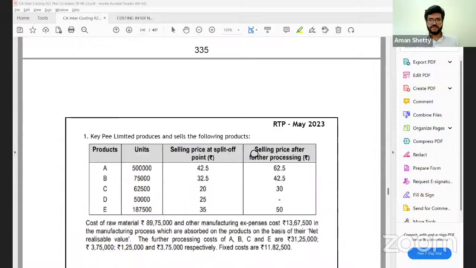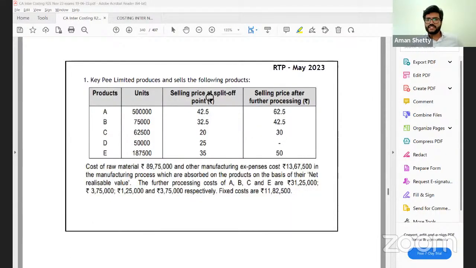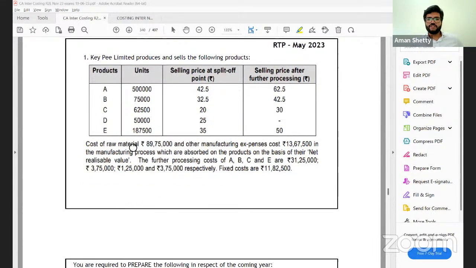335. Joint products and byproducts. So KP Limited produces and sells the following products. Units is given. Selling price at split off. Selling price after further processing is given. Cost of raw material is 89,75,000 and other manufacturing expense cost is 13.67 in the manufacturing process, which are absorbed on the products on the basis of their net realizable value.